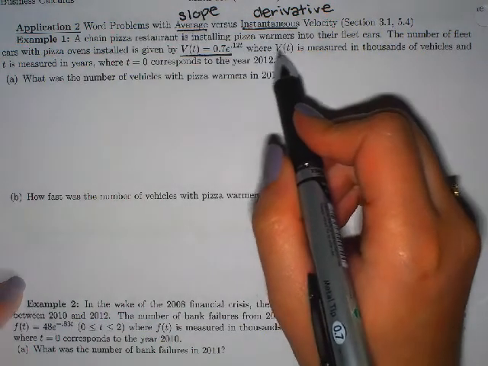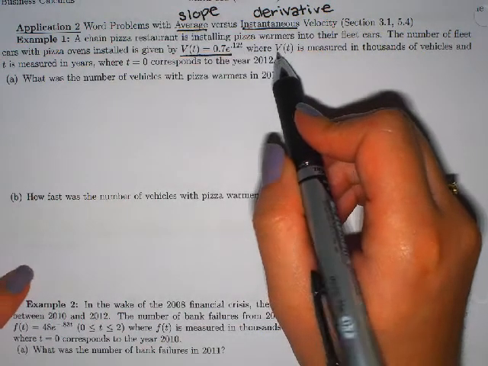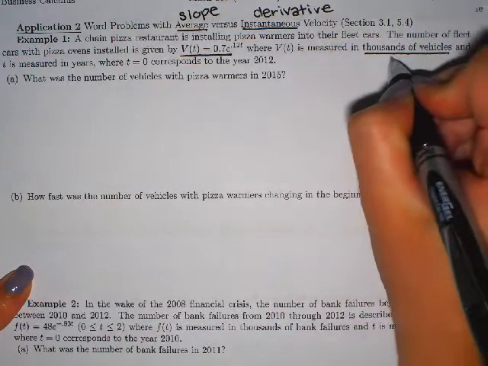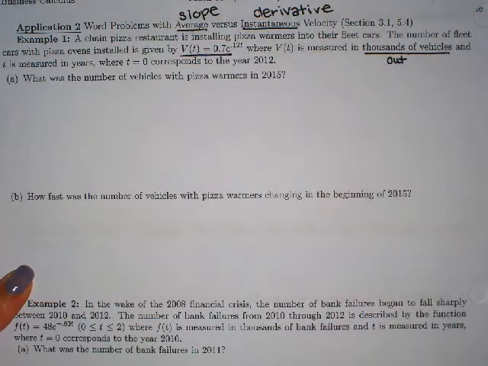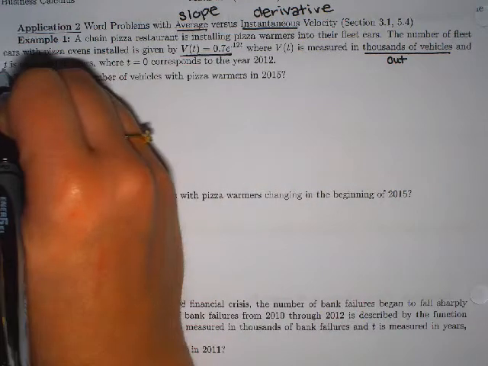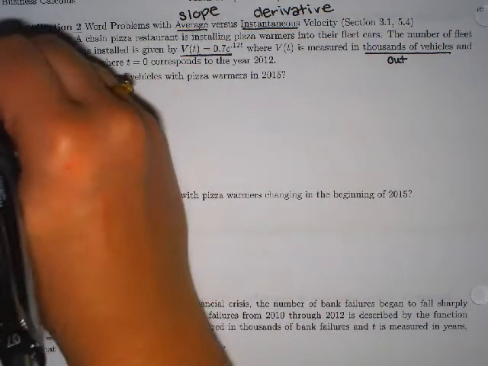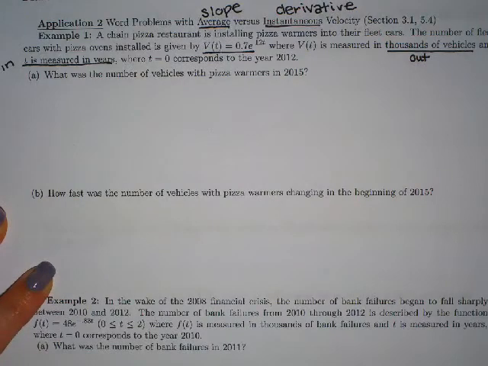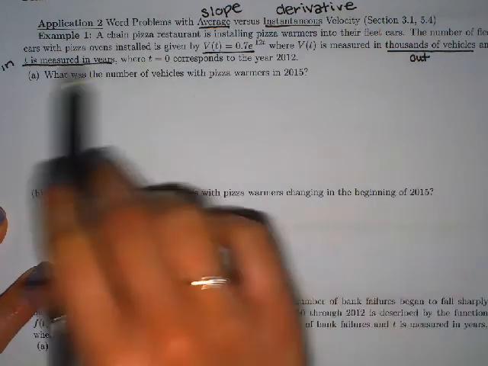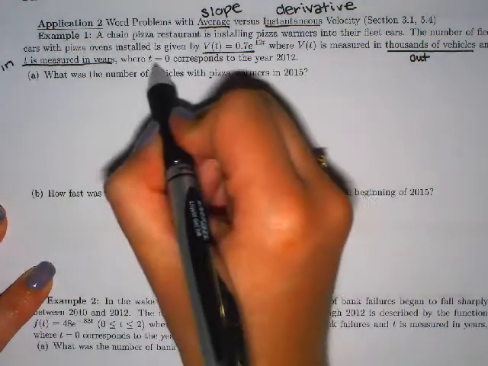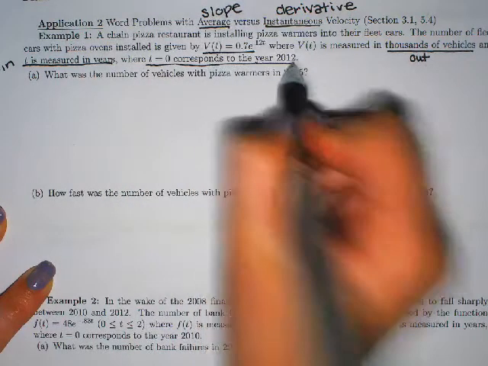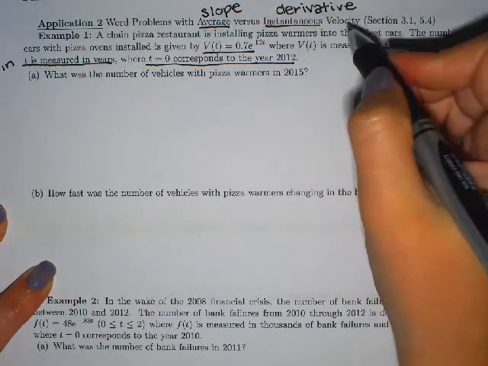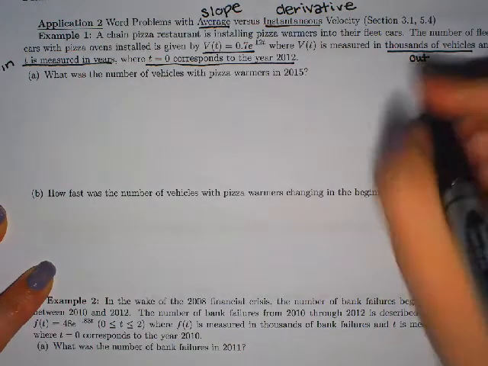And then we just need to take note of our units. V of t is measured in thousands of vehicles. So my output is thousands of vehicles. And t is measured in years. There's my input. If I know the year, then I can figure out how many thousand vehicles we have. So I have my output and my input. And t equals 0 corresponds to 2012. So what's important about this when we do rates of change is that they always have two units.